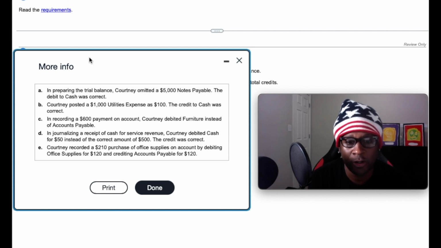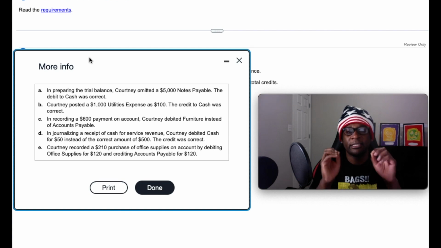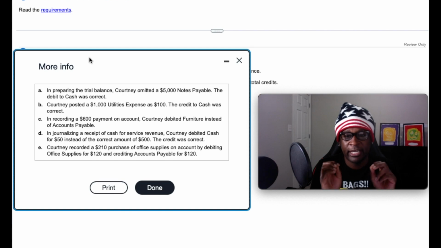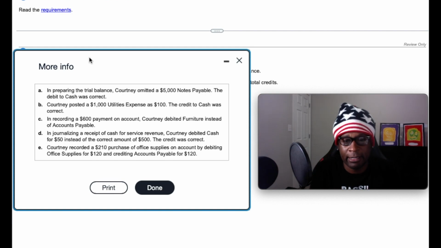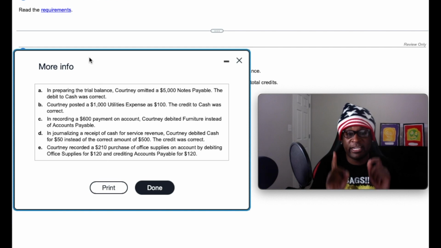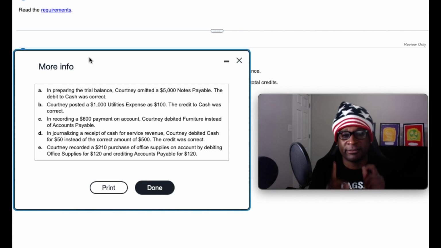Okay. Courtney posted $1,000 utilities expense as $100. The credit to cash was correct. Okay, gang. Look at it from a journal entry aspect. She was supposed to debit utilities expense and credit cash for $1,000. Instead, she debited utilities expense for $100 and credited cash for $1,000.